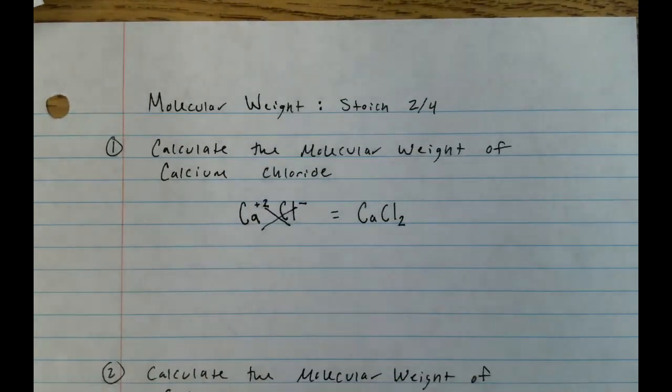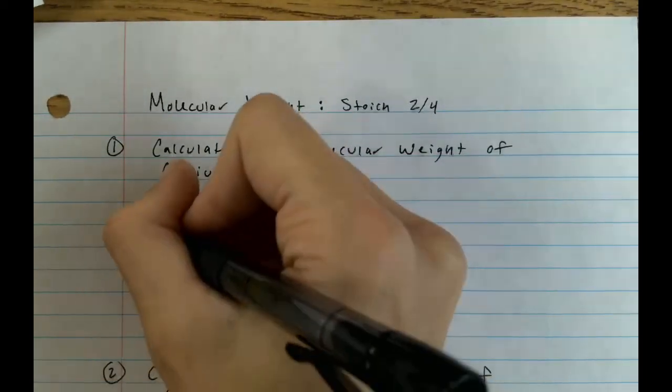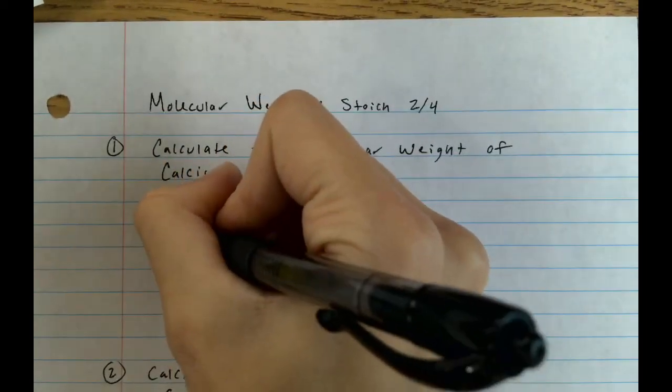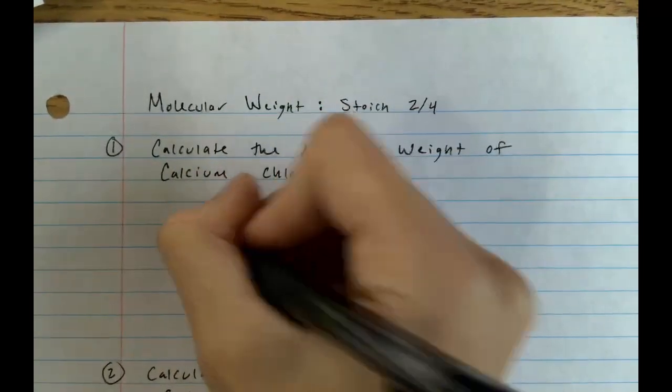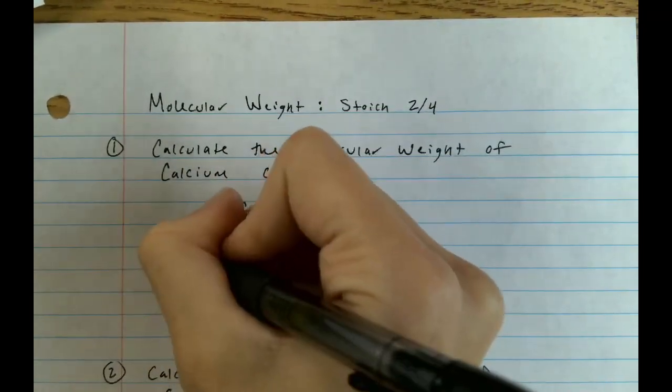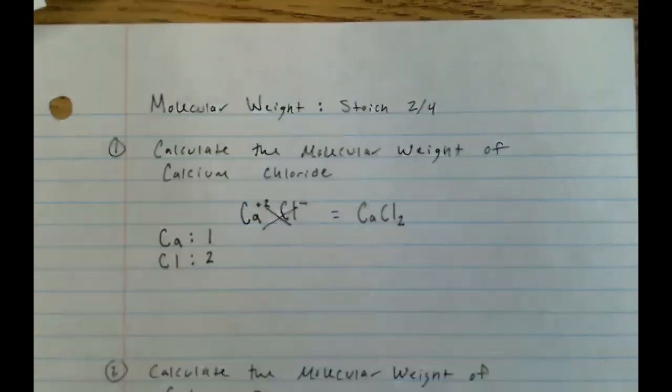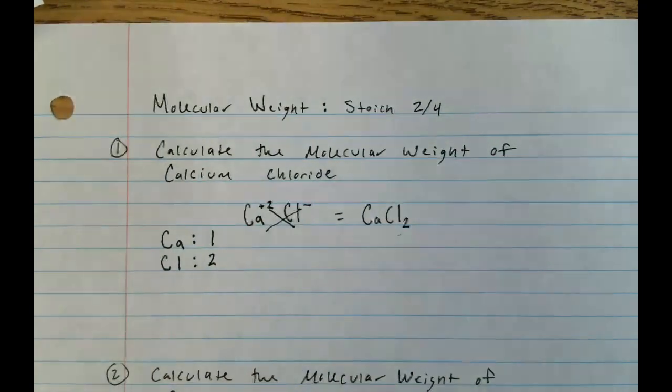Now for molecular weight, you need your periodic table, so if you don't have one out, pull one out right now. And what you're going to do is you're going to list off each atom and how many of that atom there are. So I have calcium, and there's 1 of them. I have chlorine, and there's 2 of them. And the way that you know is by these subscripts.